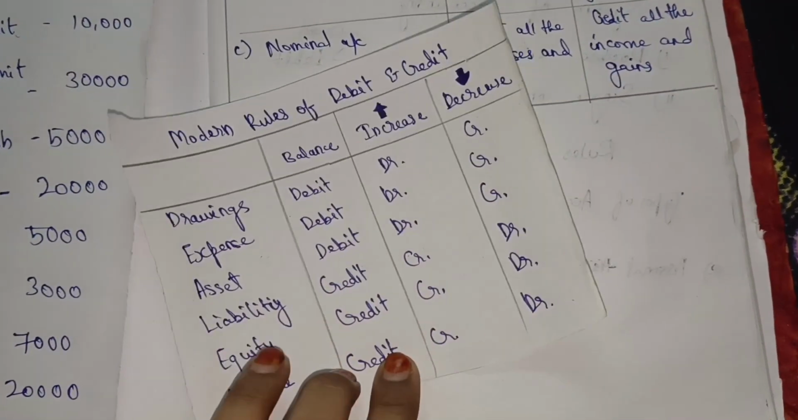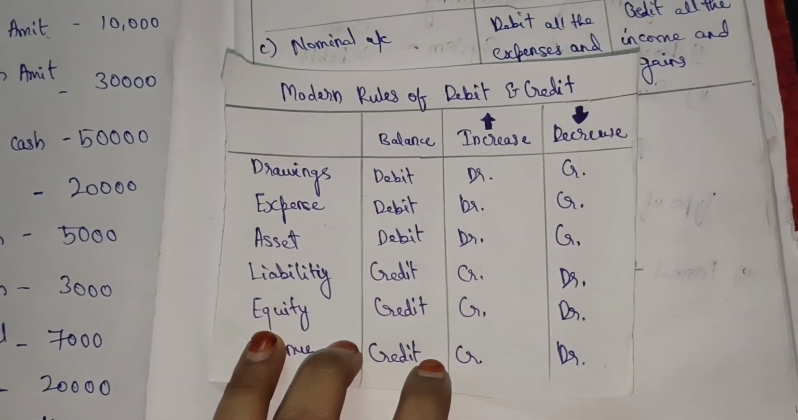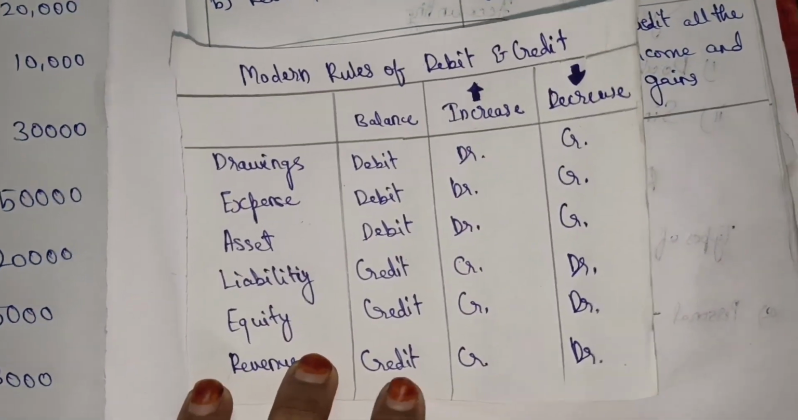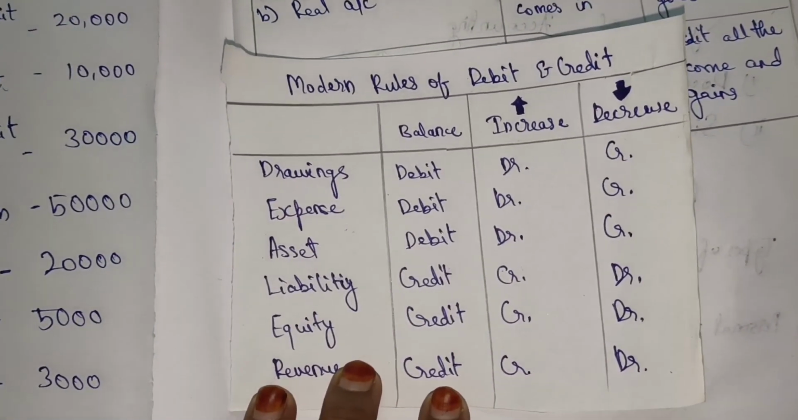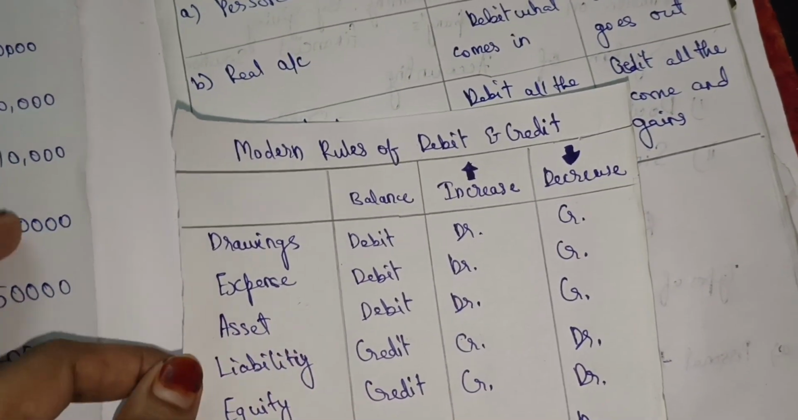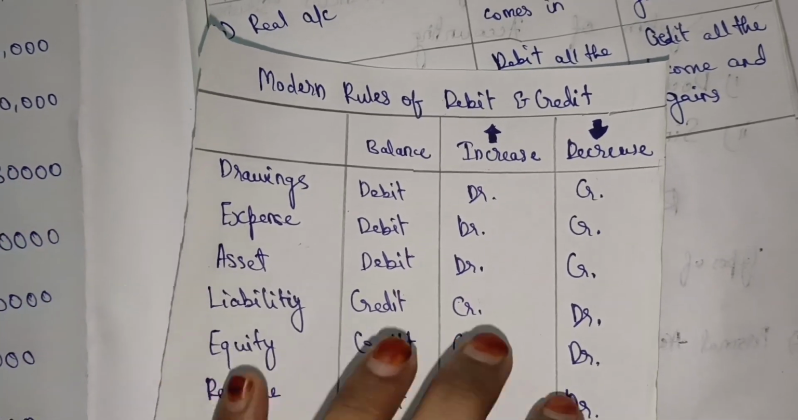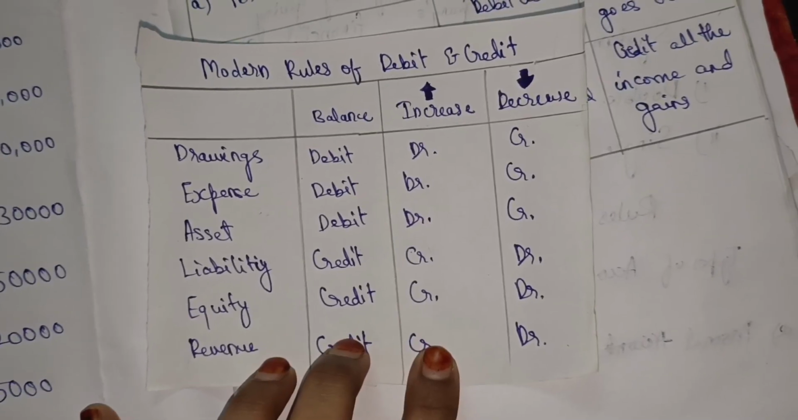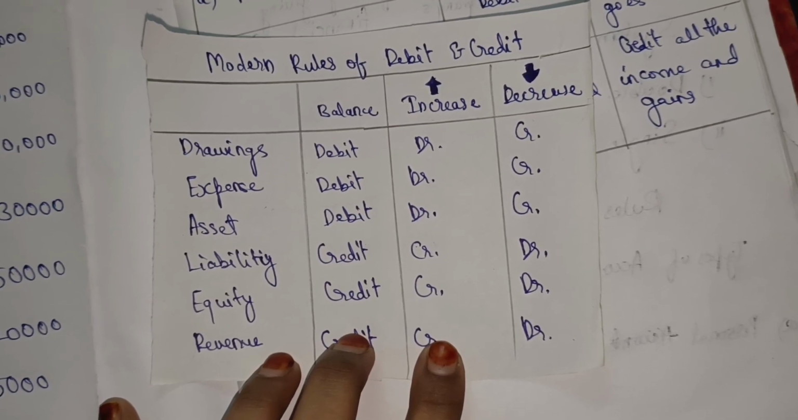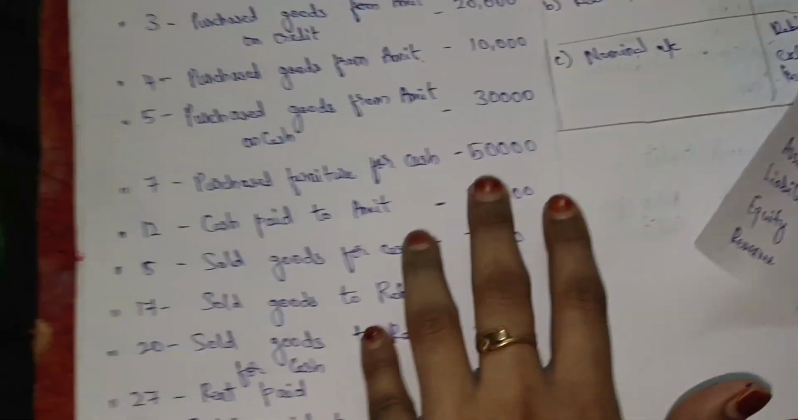So here you can see the modern rules of debit and credit. This is the same thing but in an easy form. It is in a table form. So here, as you can see, are drawings, expense, assets, liability, equity and revenue. So you can take a note of this table, so it will be easier for you to pass the journal entries. So let's get started with the question.